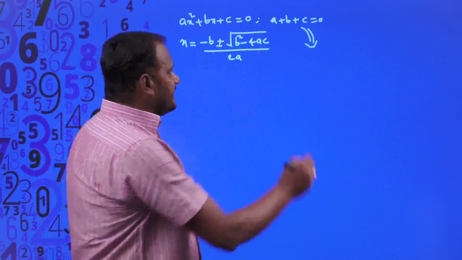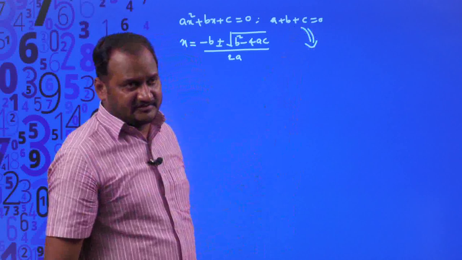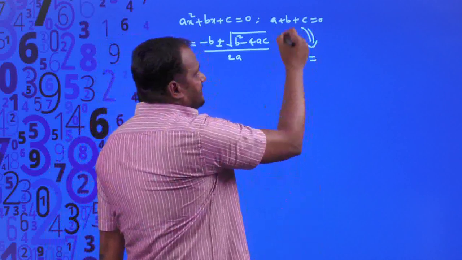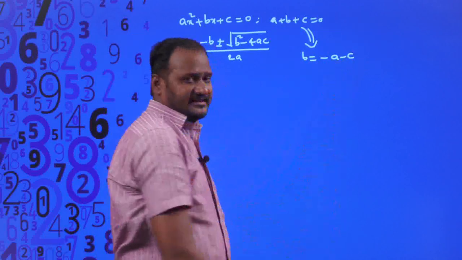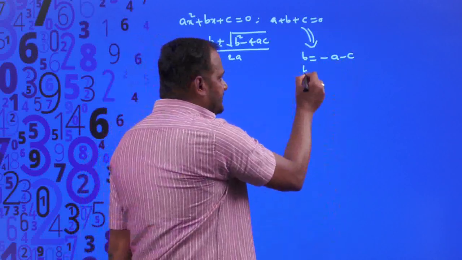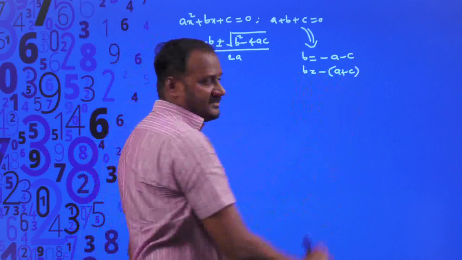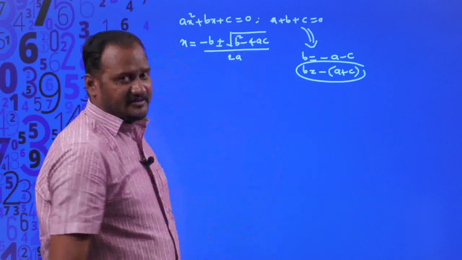So, that is why we try to find out the value of b from a plus b plus c is equal to 0. That is, b is equal to, transposing a plus c towards the right hand side, going to be minus a minus c, and you can write this as b is equal to minus of a plus c. Substitute b is equal to minus of a plus c in this formula.